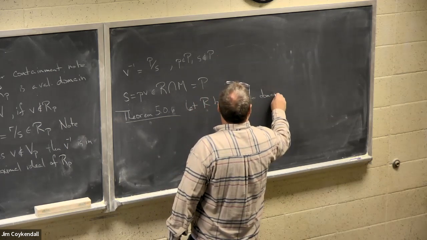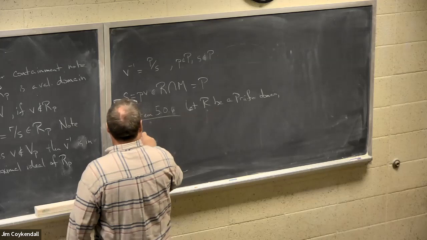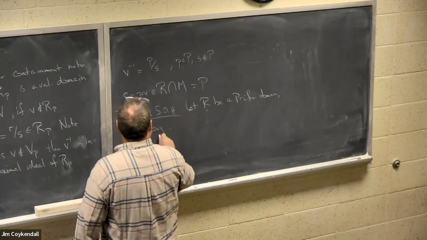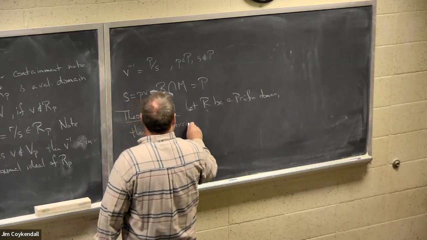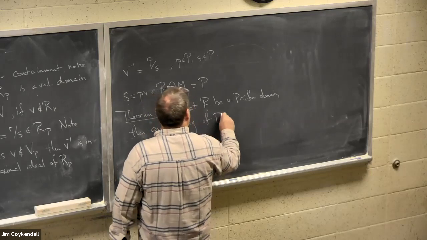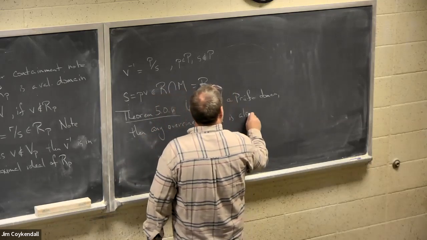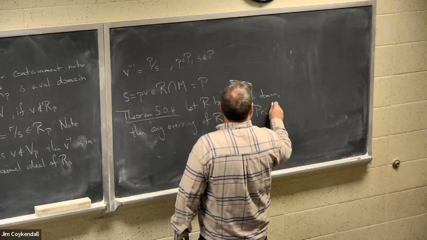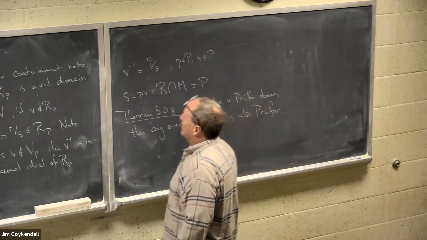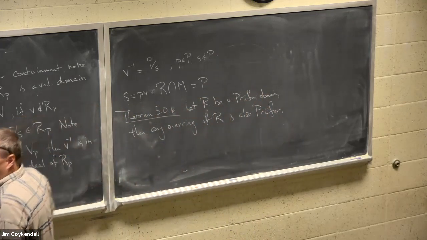But R is a Prufer domain. Then any overring of R is also Prufer. Okay, so let's see why this one works.